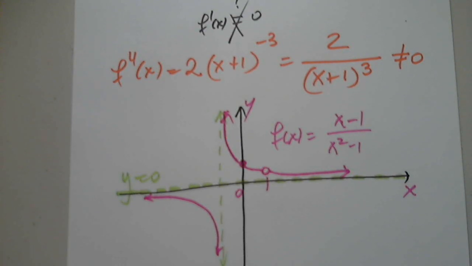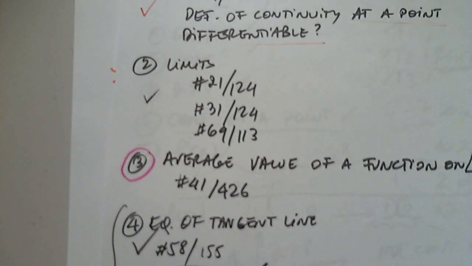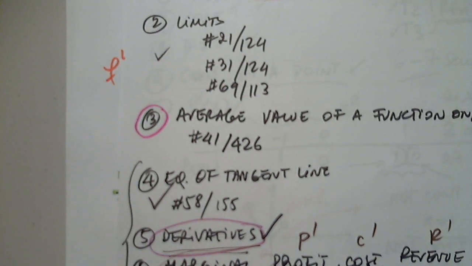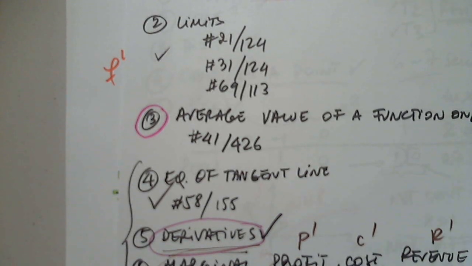Okay. Anything else that you would like to discuss? So that was done as well. Anything else? We can look at word problems with marginal profit, cost, revenue. Is that okay? Or you have something else in mind?